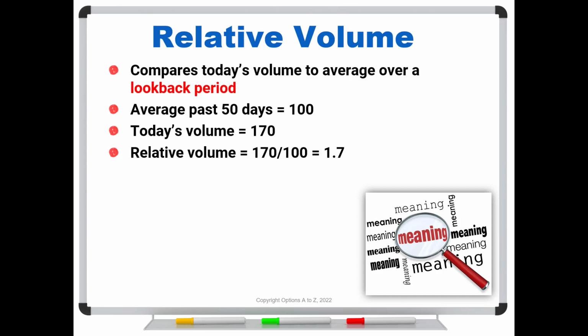Now, of course, we can do all kinds of tweaks. Some platforms will allow you to use an SMA, simple moving average, or an EMA, exponential moving average. So there's all kinds of variations that you might see, but the idea is always the same. You're just taking the current volume bar and dividing it by the average over some look-back period.